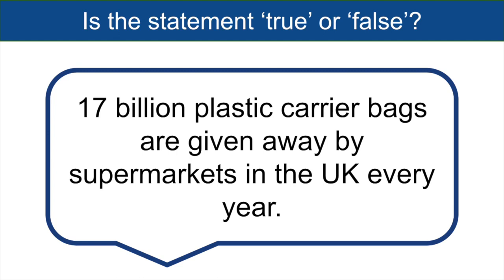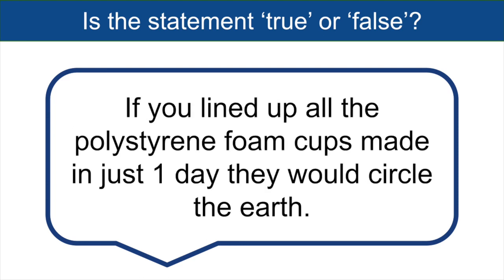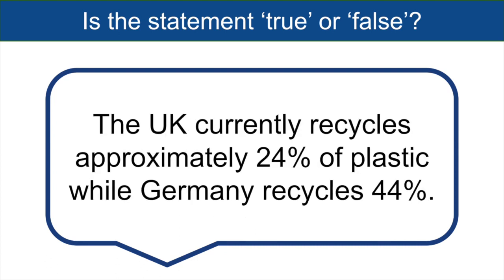Number 1. 17 billion plastic carrier bags are given away by supermarkets in the UK every year. Number 2. Recycling a plastic bottle saves 90% of the energy taken to produce a new one. Number 3. If you lined up all of the polystyrene foam cups made in just one day, they would circle the earth. And number 4. The UK currently recycles approximately 24% of plastic, while Germany recycles 44%.